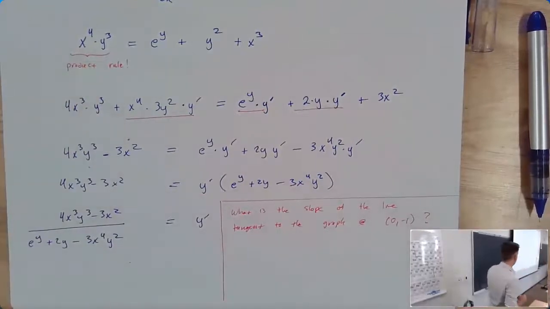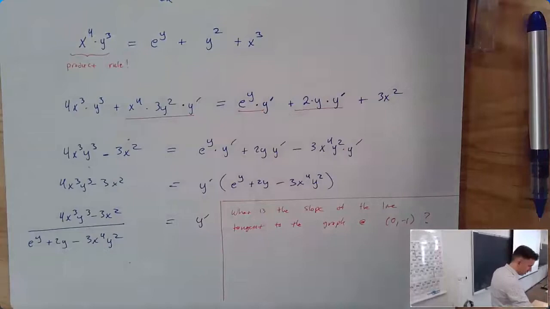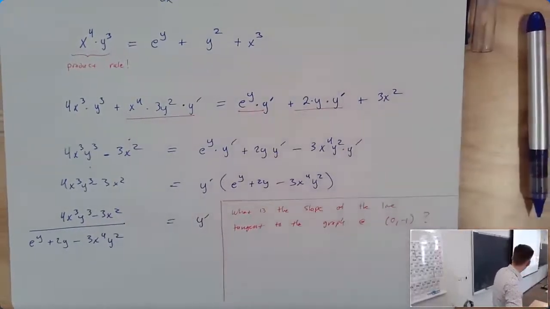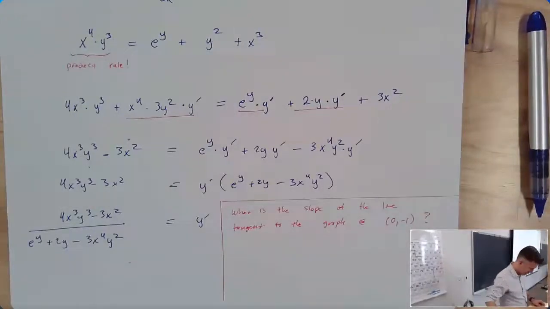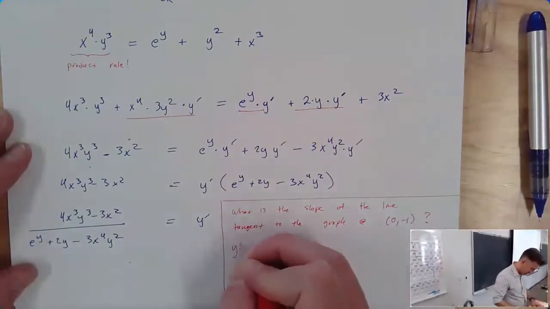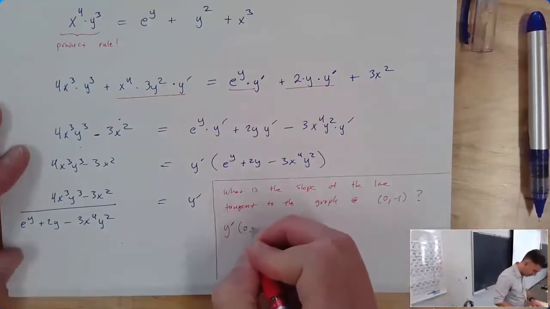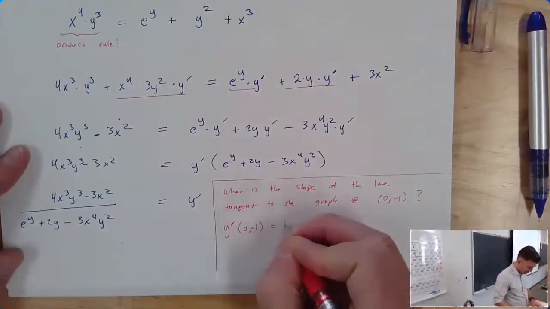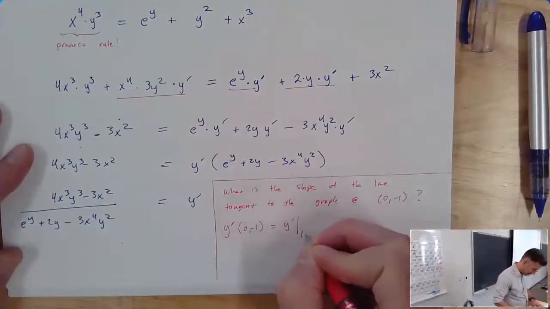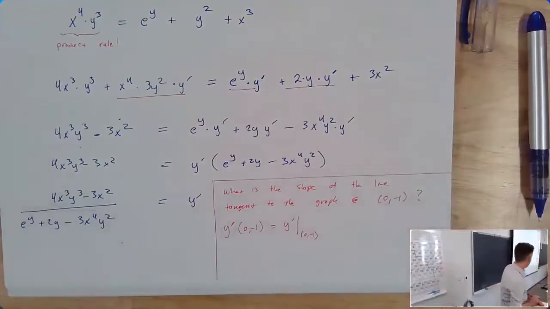So one way to do this, since we've already done the work, would just be to plug this into our derivative. If we plug that in, let's see what happens. So y prime, you can either write y prime evaluated at (0, -1) like this, or you can write it as y prime evaluated at (0, -1) like that. There's both ways to say plug in (0, -1).